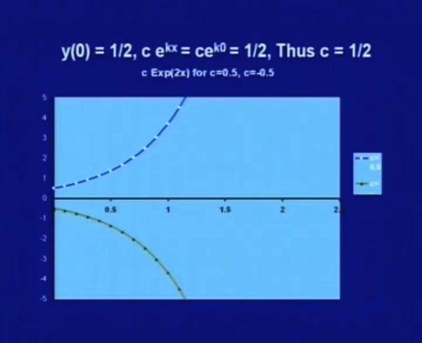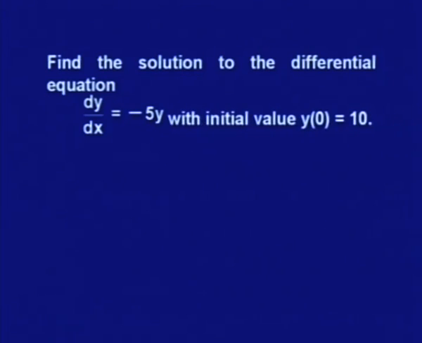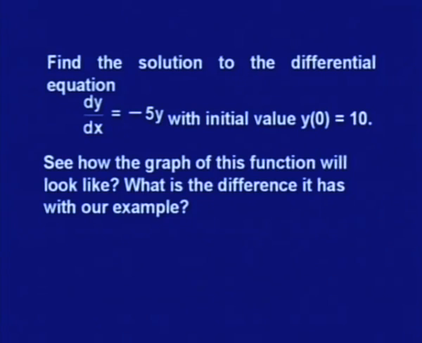The differential equation gives me a whole lot of general solutions. So, now I give you some questions to think about. Find the solution to the differential equation dy over dx is equal to minus 5y. Use the initial condition that at 0 the function is starting with 10. See how the graph of this function will look and what difference it has with the example I have just done.